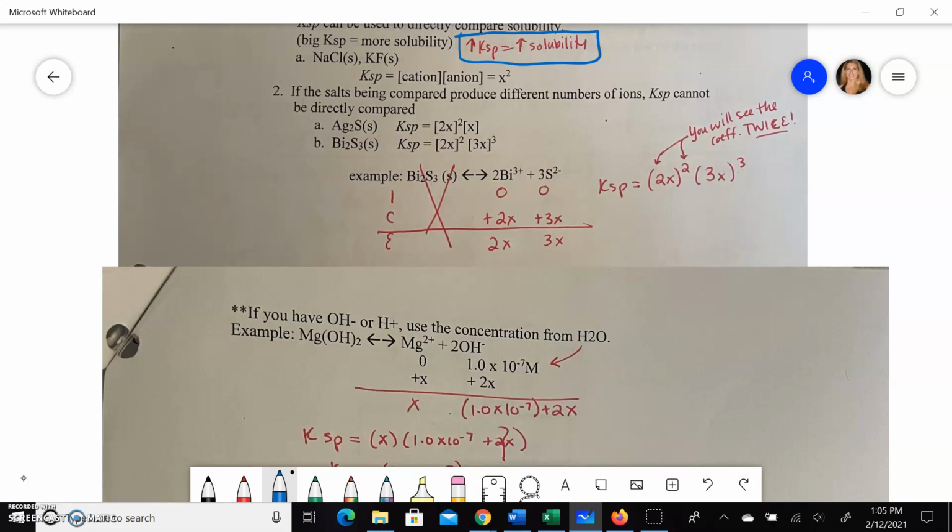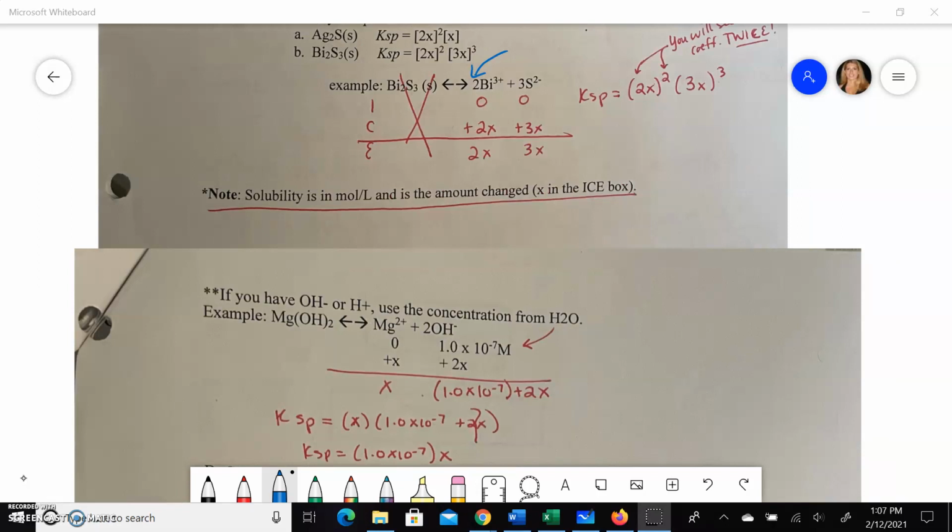This little note over to the side says that if there's a coefficient in the balanced reaction, you're going to end up seeing that twice in the K equation. So make sure you see it twice. It's in front of the X because that's a ratio, and then it's also squared because that's the rule for the K fraction. So just make sure you have that in there twice. And this will help you a lot.